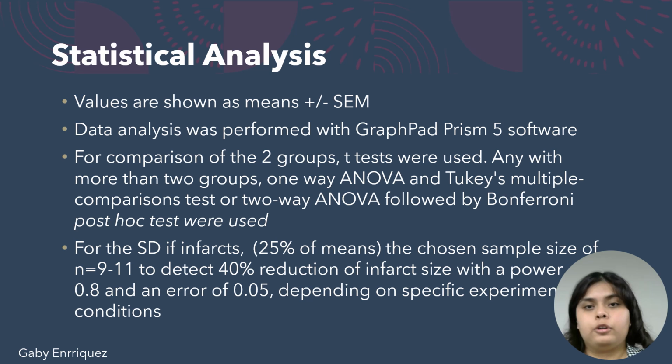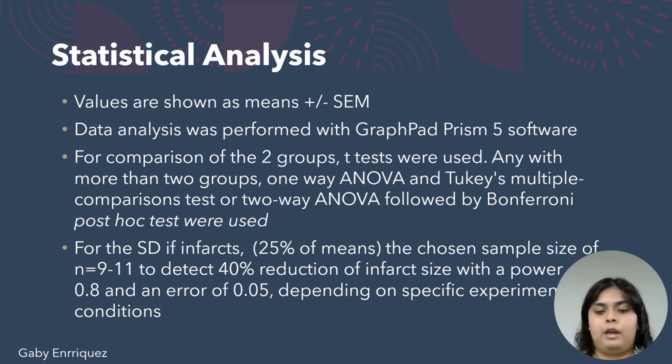All right, so for statistical analysis, just a brief rundown. Values will be shown as mean plus or minus SEM. Data analysis was performed with GraphPad Prism 5 software. For comparison of two groups, t-tests were used. For more than two groups, one-way ANOVA and Tukey's multiple comparisons test, or two-way ANOVA followed by Bonferroni post-hoc tests were used.